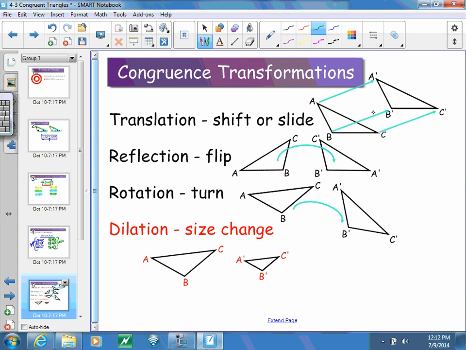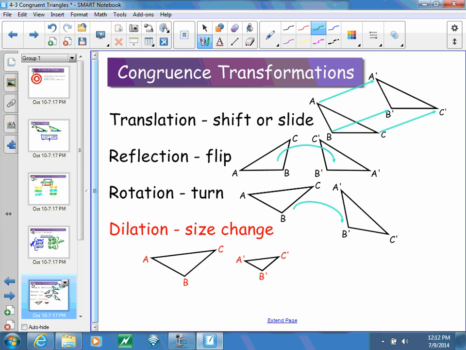These two triangles here, they're staying the exact same. Nothing's changing on them, so they are congruent. If you did a reflection, if you flip something over, it doesn't change the size or the shape of it at all. It just changes its location. And so these two triangles are still congruent.